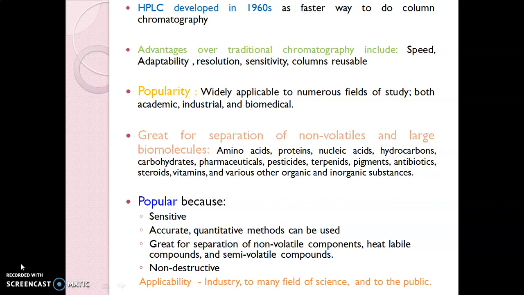Then next is the sensitivity. Here we can very efficiently detect as well as quantify nanogram or microgram quantities by using HPLC. And the column is reusable, meaning one column we can reuse many times, hundreds or thousands of times. So this is the great advantage of HPLC over column chromatography.